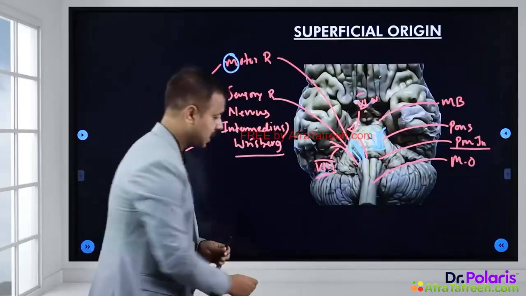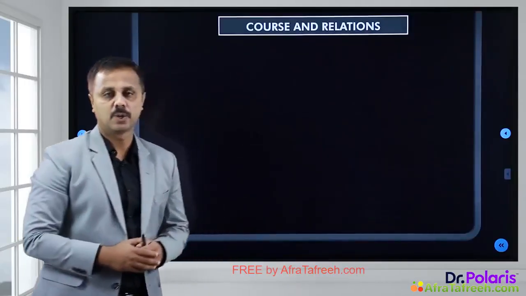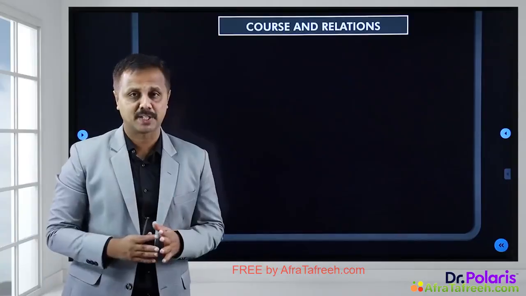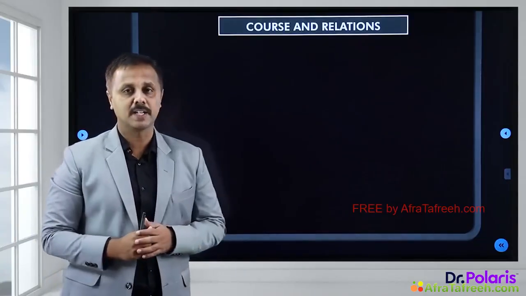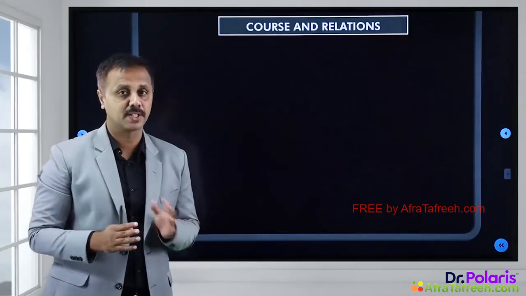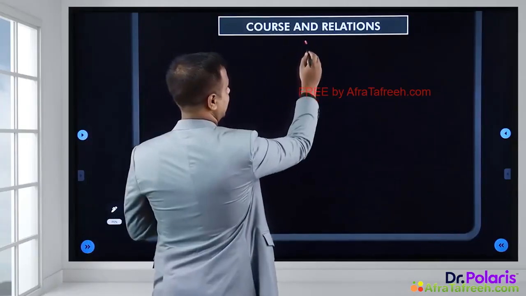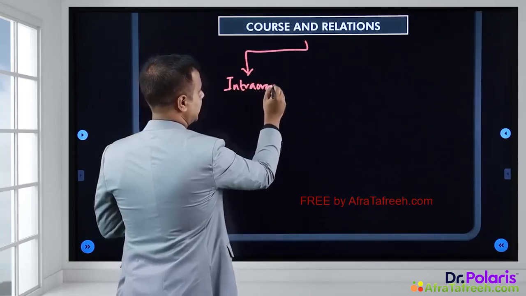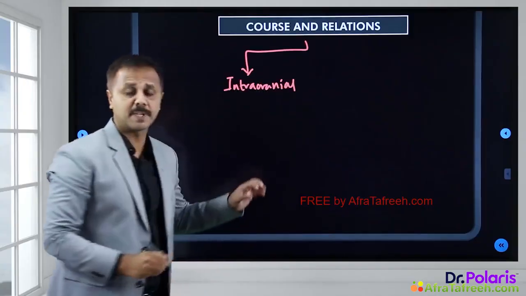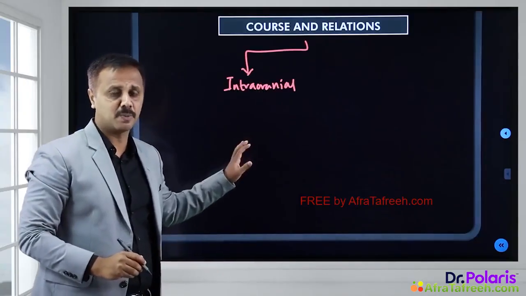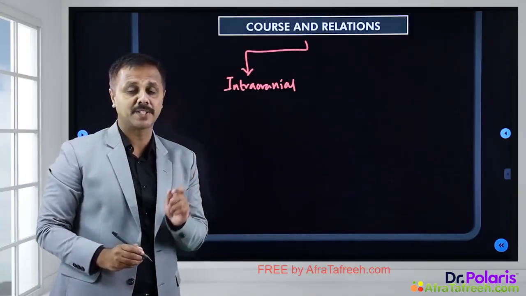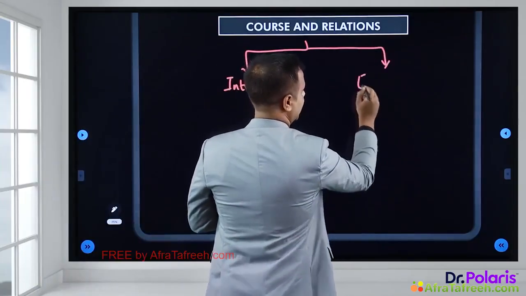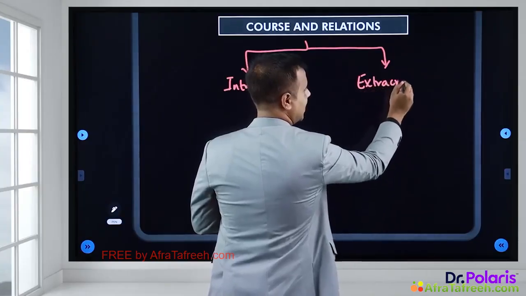Right? Once we know this, let's focus on the course and relations. As I said, this is the most scariest part in any of the anatomical structure. But remember, for any of the cranial nerve, I described two headings under which we need to learn this. Now what is that? You can remember it as intracranial. That is part of the cranial nerve that is present inside the cranial cavity. Let it be sensory or motor. Some part of the cranial nerve will always be present inside the cranial cavity, and then the other part will be present outside the cranial cavity, and you can describe this as the extracranial course.